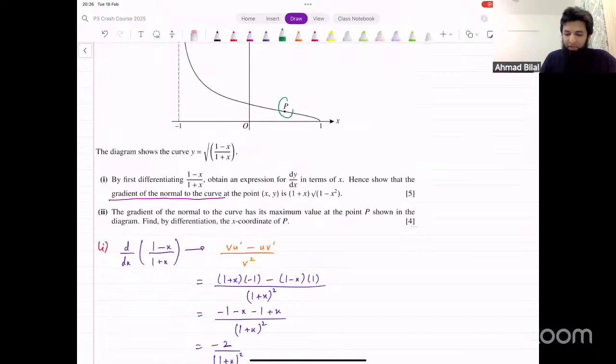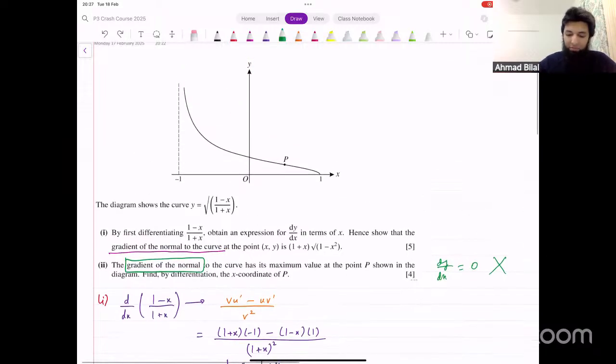Now, does it look like a maximum point? It does not look like a maximum point. Why is that? Because it's not the maximum point of the curve. It's the point where the gradient of the normal has its maximum value. So we're not looking for the maximum point of the function. We are not going to say dy over dx is equal to 0. No. We are looking for the maximum point for the gradient of the normal.